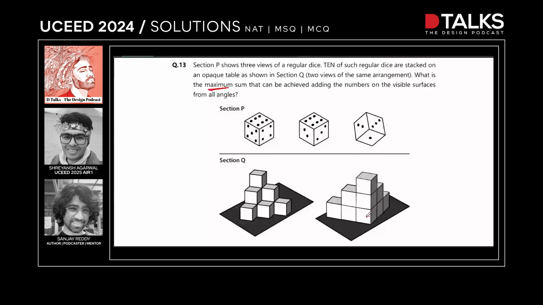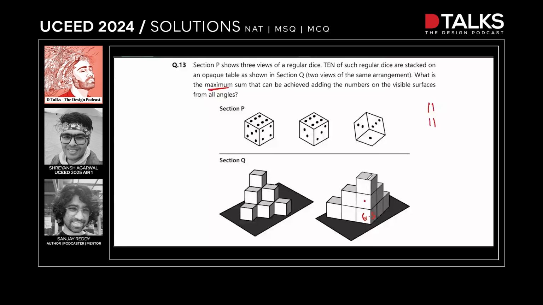You can only see two faces of this particular dice. So that means it's going to be 6 and 5. It's pretty obvious, right? That gives you 11 on this one. Same goes for this dice, right? 6 and 5 again for the top dice.